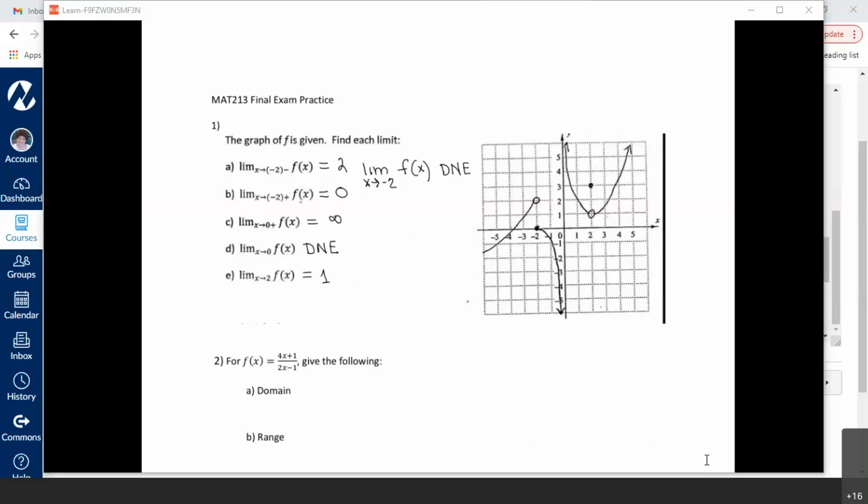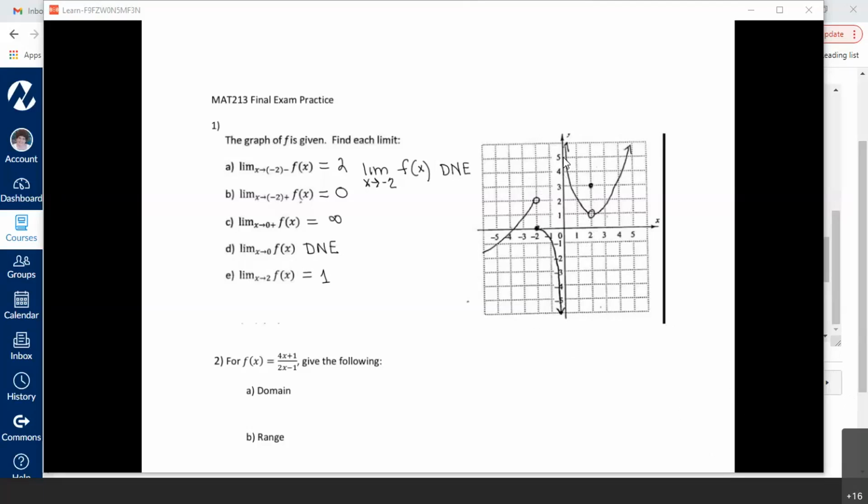Okay, is everybody okay with question 1? Anybody still have anything that's not quite settled about limits? Okay, why is it 1 again? Why is the limit 1?